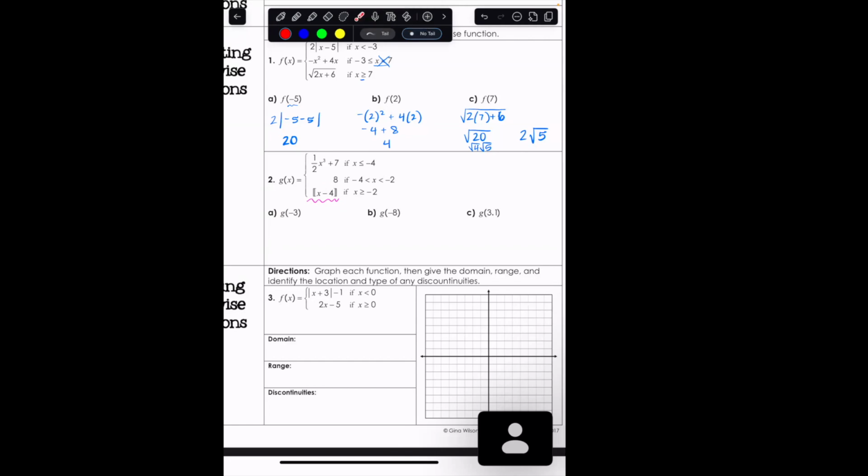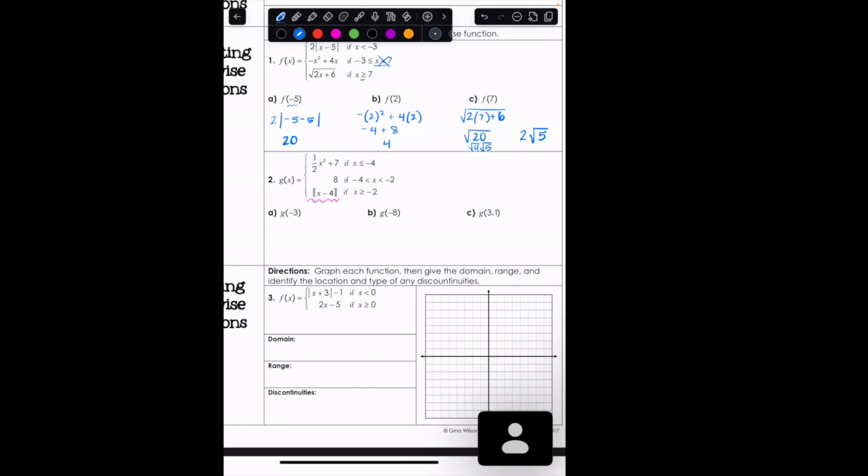All right, let's talk about number 2, part A. All right, so G of -3. Somebody unmute, tell me what you got. Negative 6.5 for this. Okay, so let's think about where. Nope, I realized -3 is not less than -4. You were so correct. So -3 is not less than -4.